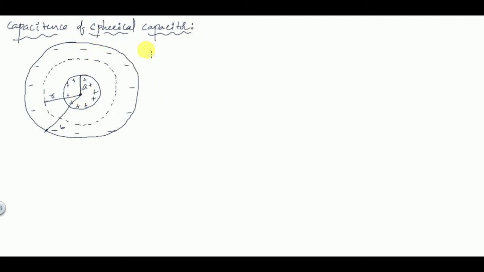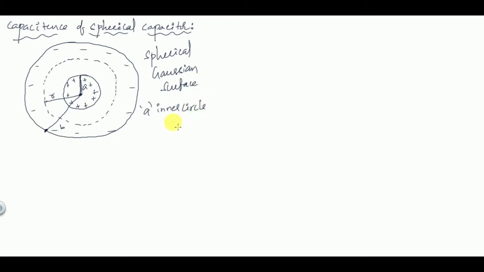So we need to find the capacitance of a spherical capacitor. So consider a spherical Gaussian surface, shown here. There is an inner sphere of radius a surrounded by a positive charge, and there is an outer sphere of radius b surrounded by negative charge, like this. Okay, right. So a is the inner sphere radius.